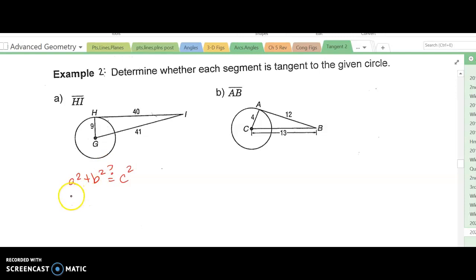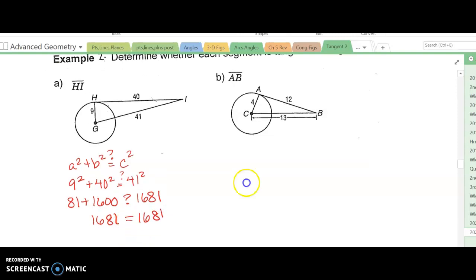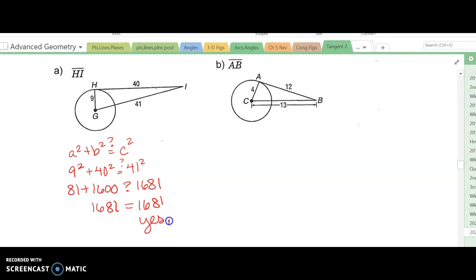That's the question. So does 9 squared plus 40 squared equal 41 squared? That's the question. So we're going to put that in our calculator. So we have 81 plus 1600. Does that equal 1681? I would say yes. Yes, it does equal. So because a squared plus b squared does equal c squared, yes, HI, that segment is tangent to the circle. It's touching the circle at point H.